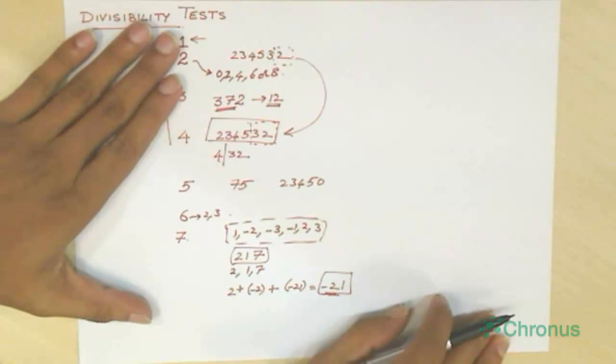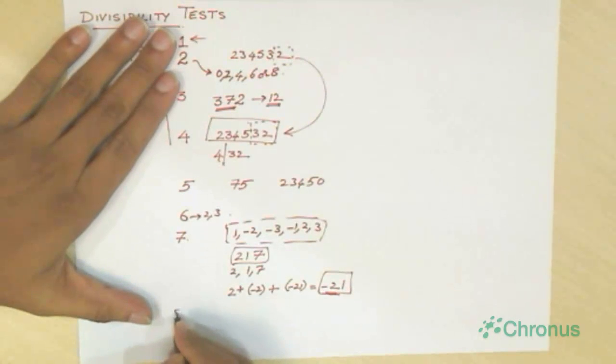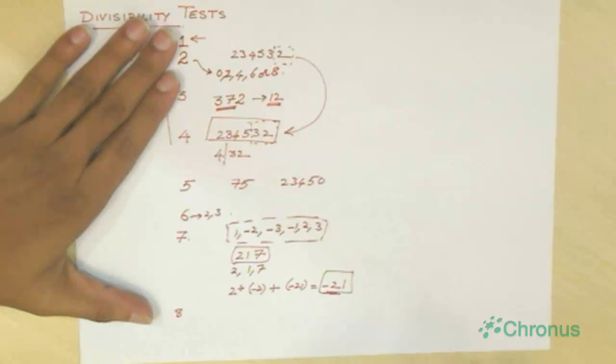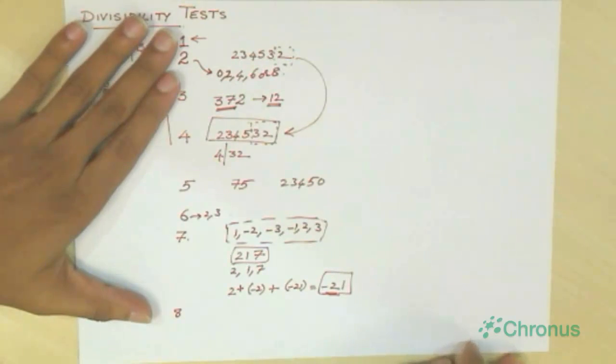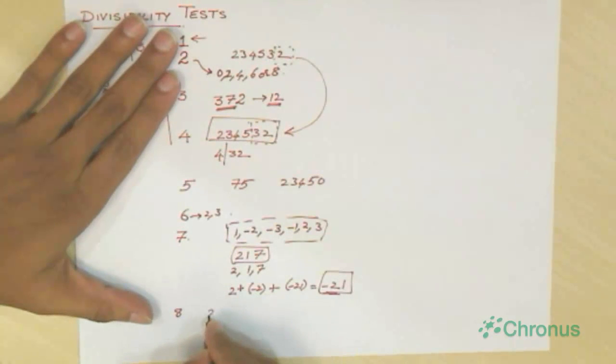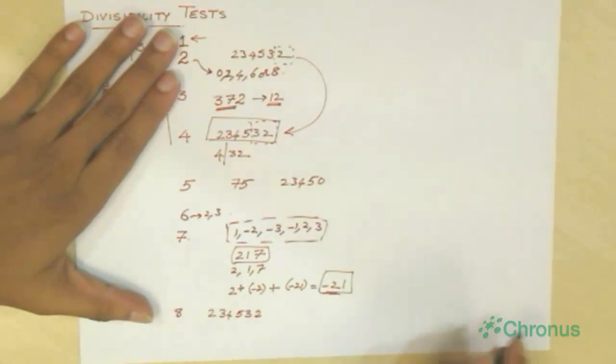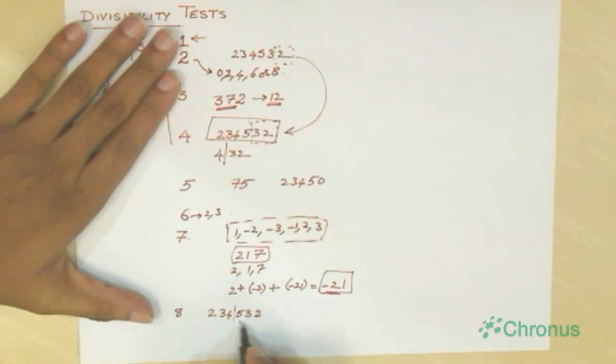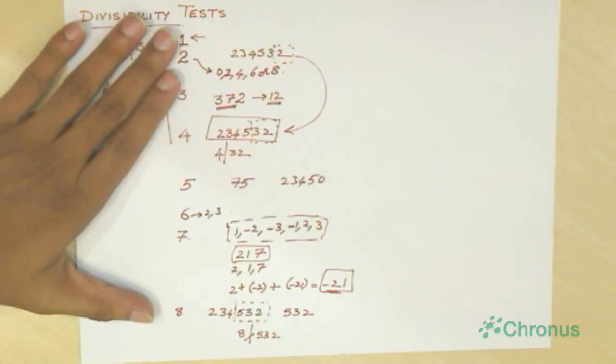A number is said to be divisible by 8 if the number found by taking the last 3 digits of the number is divisible by 8. So let's take the same number 2, 3, 4, 5, 3, 2. We take the last 3 digits here, so we get 532, and we can easily see that 532 is not divisible by 8. So the whole number is not divisible by 8.